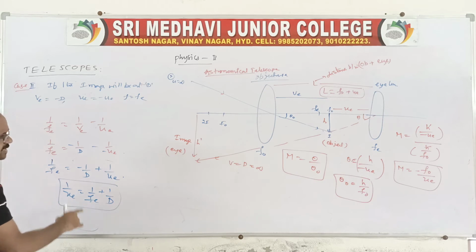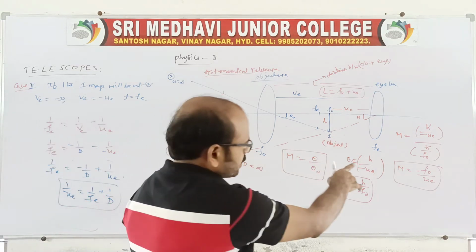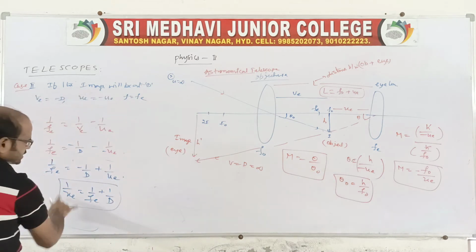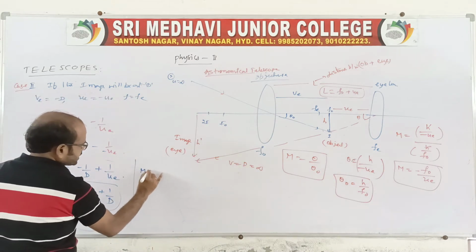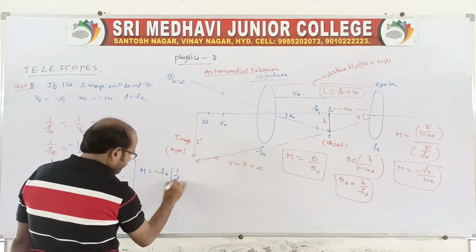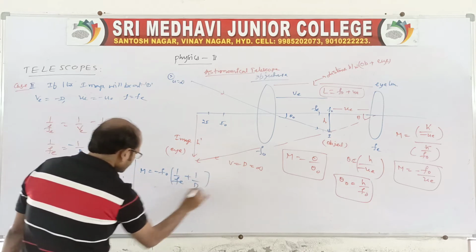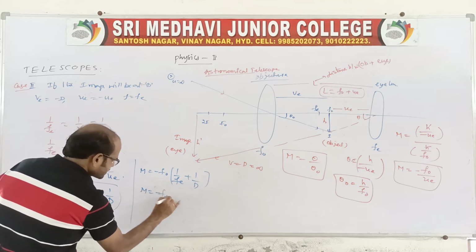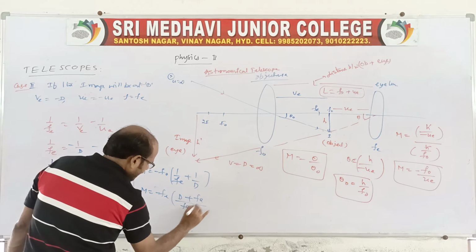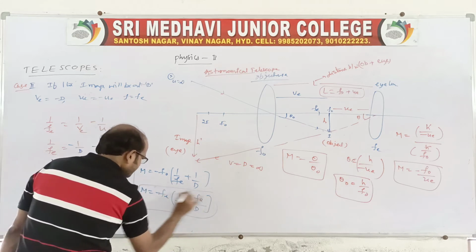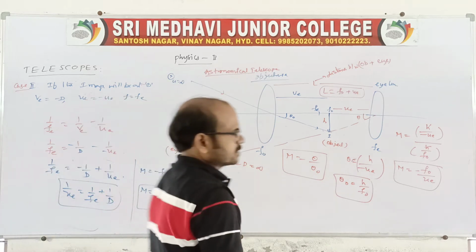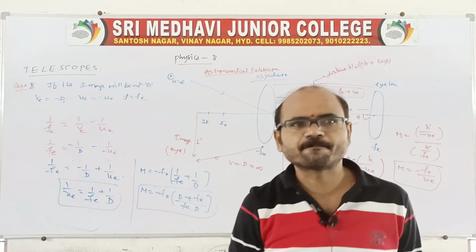This is what it is. M is equal to minus F naught by UE. That 1 by UE is there, no? Now right away you substitute this expression, then we get the magnification is equal to minus F naught times 1 by Fe plus 1 by D. We can write capital M is equal to minus F naught into D plus Fe by Fe D. This is the magnification when the image is formed at D, that is the least distance of distinct vision.